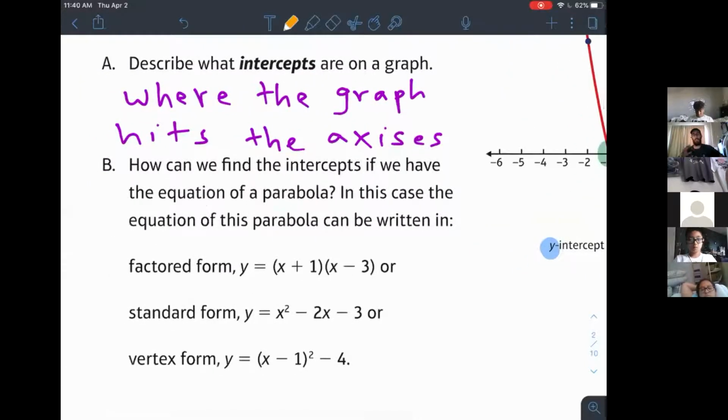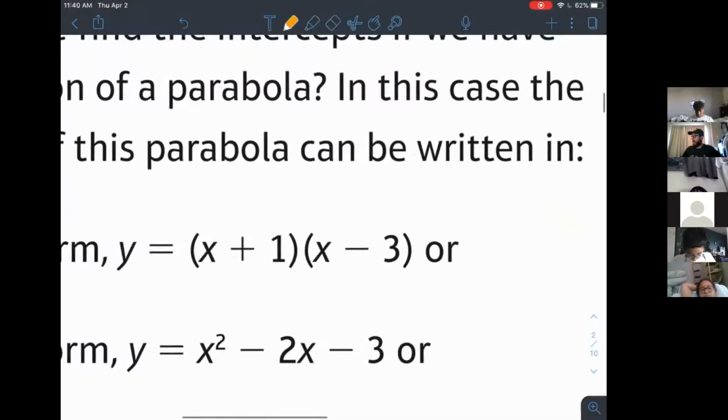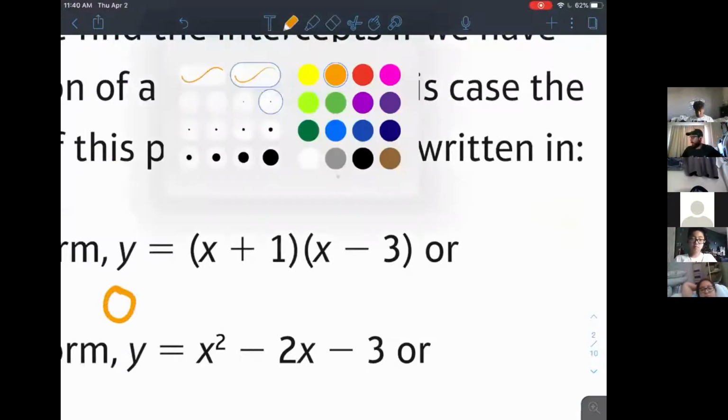And once we get to the idea of factoring, and we'll learn more about that specifically in lessons 5 and 11, we can take these factored forms and do what Francis just told us to do, and that's to make the y equal to 0.